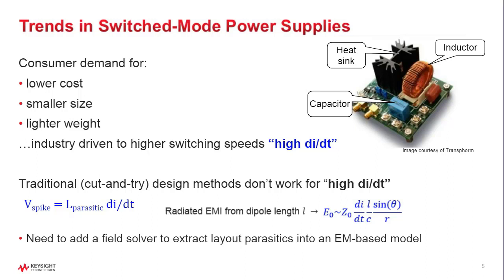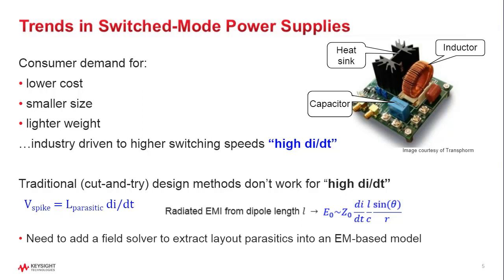And to do this, we need high frequencies and we need fast switching edges. We refer to this as the high DIDT era. And the DIDT issues come into play somewhere around 1 amp per nanosecond.